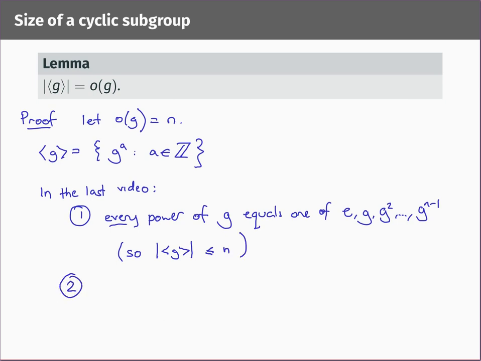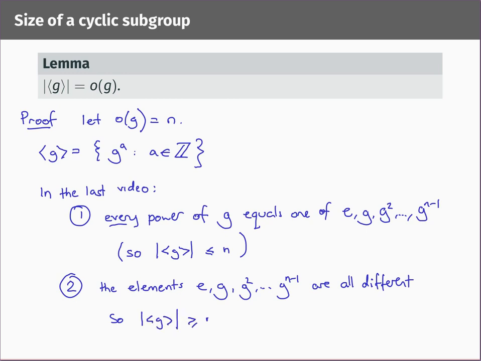But point 2, we showed that the elements g to the 0, g to the 1, g to the 2, up to g to the n minus 1 are all different. Since they all belong to this cyclic subgroup, its size is at least n. Its size is at most n and at least n, so its size is n. And we're done.